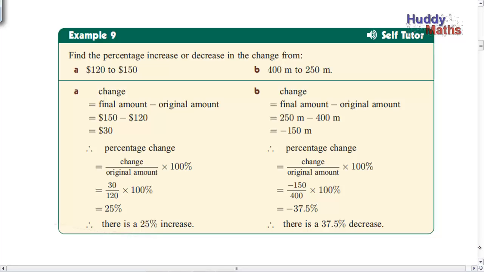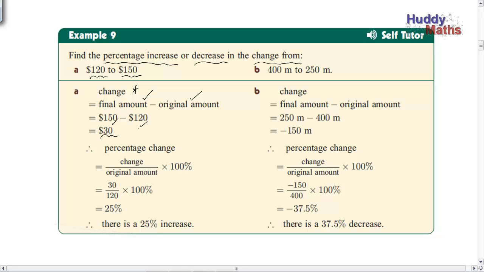So let's have a look at an example of this. Find the percentage increase or decrease in the change from. Now this screen clipping is from Hayes and Harris Publications. Good idea to get their book there, mate. So let's have a look. It went from $120 to $150. So what is the definition mathematically of a change? It's final minus original. Okay, 150 minus 120, it's gone up by 30.